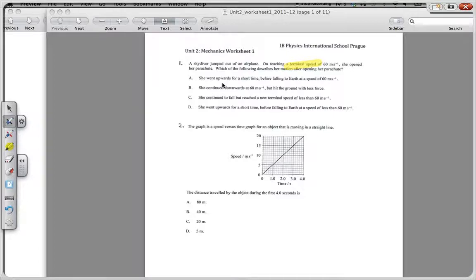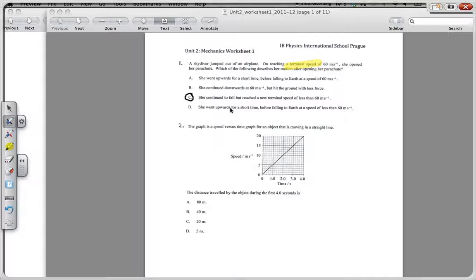Sometimes when looking at a camera, because the camera keeps going down, it gives the impression that the skydiver is going upwards. But basically what will happen is that she will slow down and then she'll continue to fall at a new terminal velocity. So she continues to fall, but reached a new terminal velocity of less than 60 meters per second. So this is the correct answer for that one there.